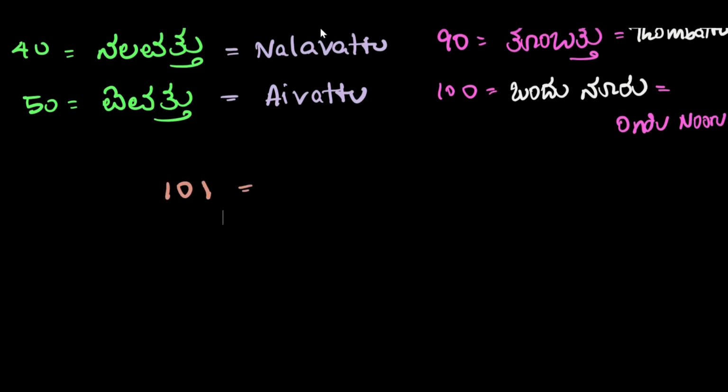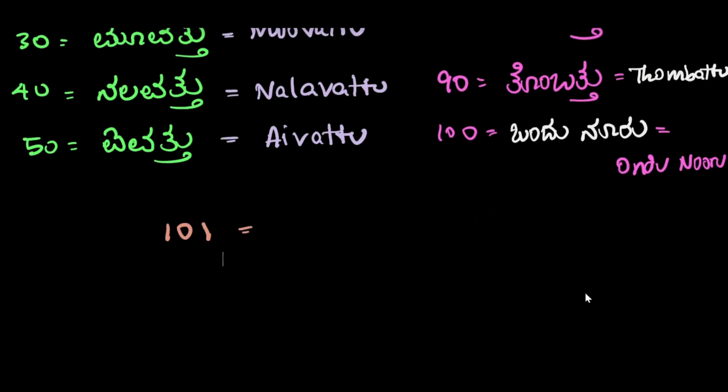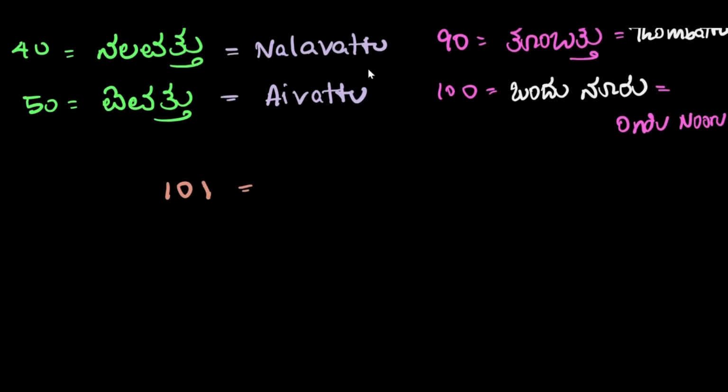Before this, let me recall. 10 means ಹತ್ತು, ಇಪ್ಪತ್ತು is 20, ಮೂವತ್ತು is 30, ನಲವತ್ತು 40, ಐವತ್ತು is 50, ಅರವತ್ತು is 60, ಎಪ್ಪತ್ತು is 70, ಎಂಬತ್ತು is 80, ತೊಂಬತ್ತು means 90, 100 means ಒಂದು ನೂರು. 100 is known as ನೂರು. ಒಂದು ನೂರು. Got it? ಒಂದು ನೂರು or just ನೂರು is fine.